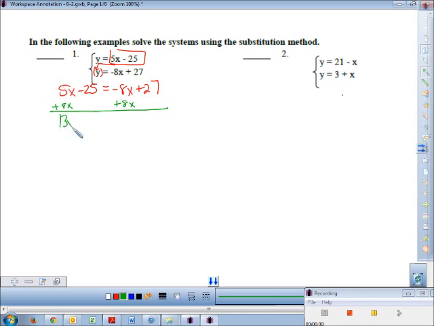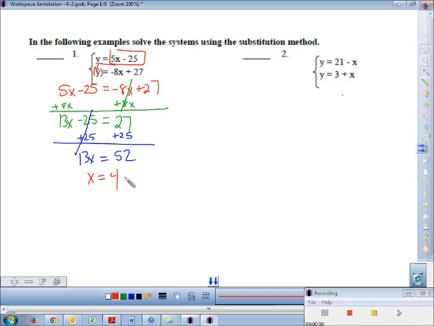So 13x minus 25 comes down, equals comes down, and those went away, and 27. Then we will continue solving by adding 25 to both sides. And 13x equals 52. And then we'll divide by 13, and x turns out to be 4. That's half of our answer right there.